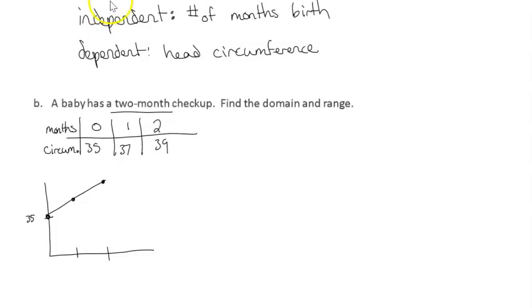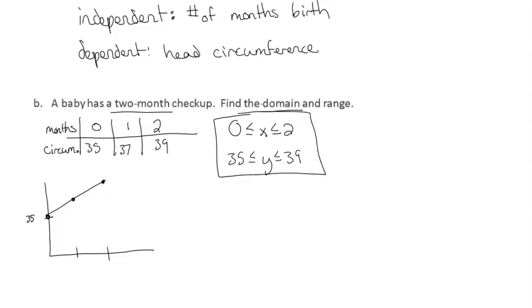So when we do the domain, remember the domain is the independent variable, which is months. The domain is going to be from 0 to 2, and it's not going to be listed out. It's going to be an inequality because it's continuously changing. The range is from 35 to 39, and once again, it's an inequality. It's not with commas. The reason it's not listed out is because the head doesn't just randomly change each month. It continually, slowly changes. The points are just the measurements you had every month. So it'd be really weird if the baby's head just went from 35 to 37 to 39 all of a sudden. That'd be crazy.